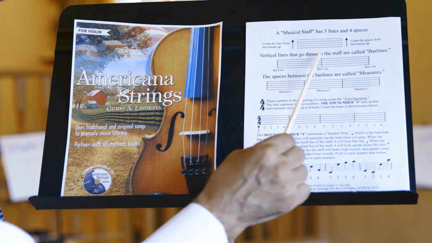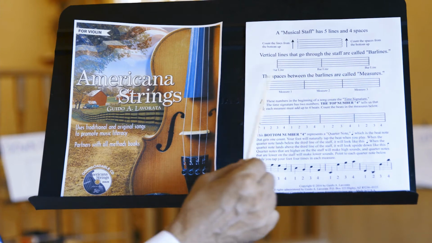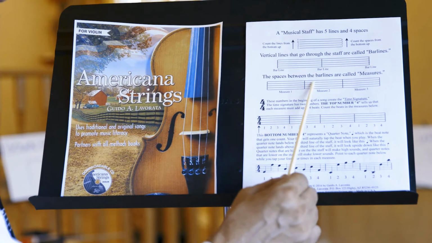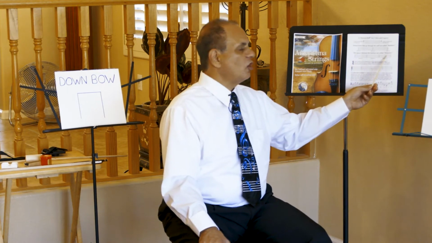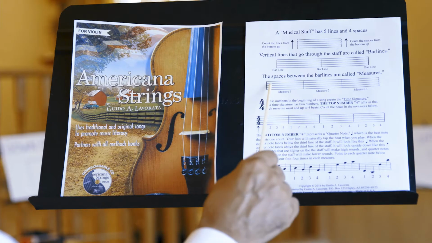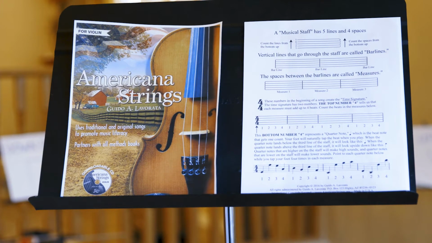Now the vertical lines that go through the staff are called bar lines. And these bar lines actually make these rectangles. These rectangles in music are called measures. Measure number 1, measure number 2, measure number 3.